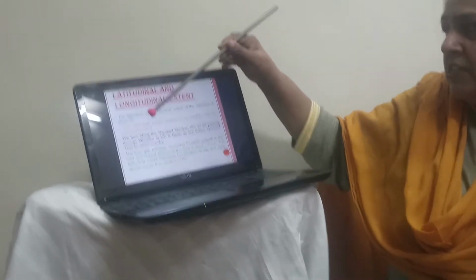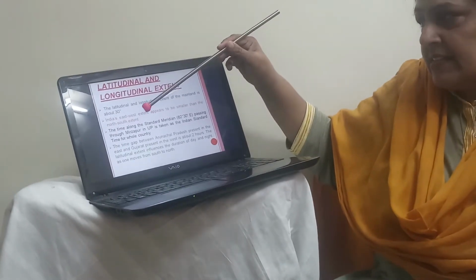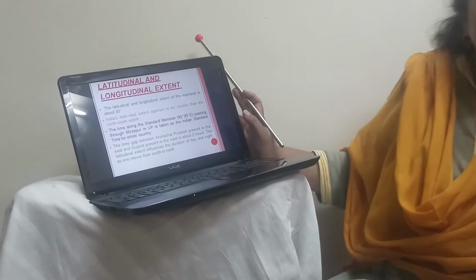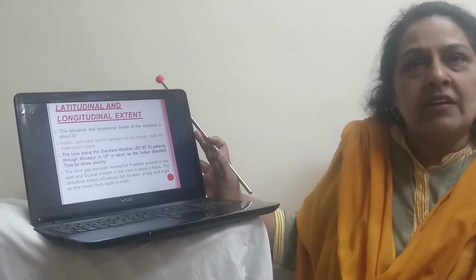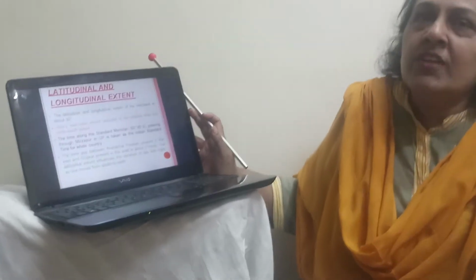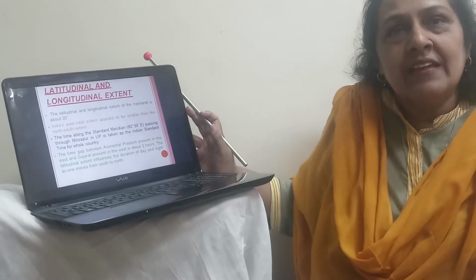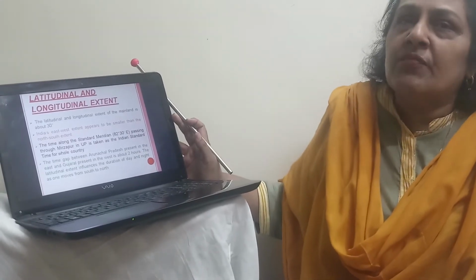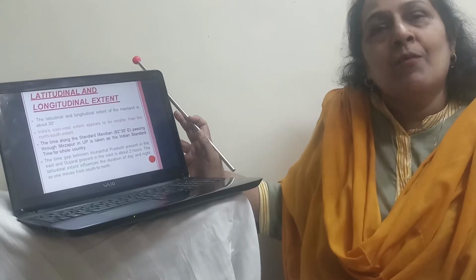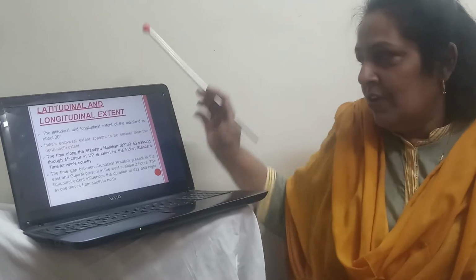India's east-west extent appears to be smaller than the north-south extent. It is nearly the same, but it appears smaller because it is narrow at the peninsula. What is a peninsula? A land mass that is surrounded on three sides by water. If you see, northern India is surrounded by land mass. The V, or the base of the peninsula, is surrounded by water. The Arabian Sea, the Indian Ocean, and the Bay of Bengal.